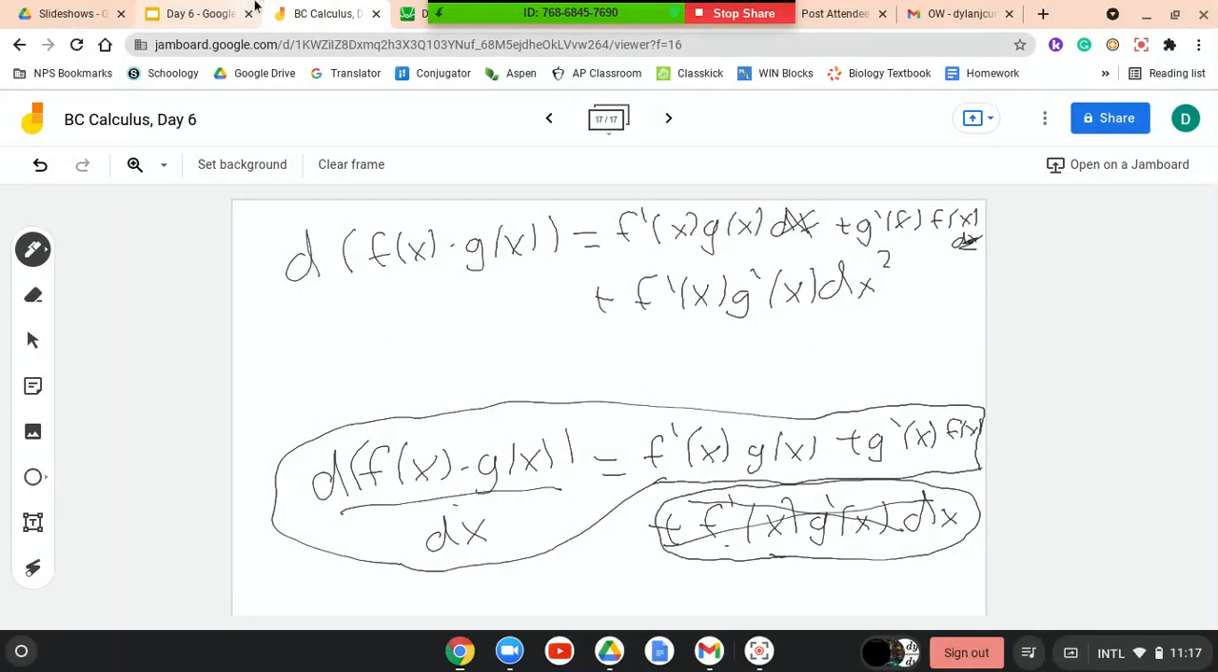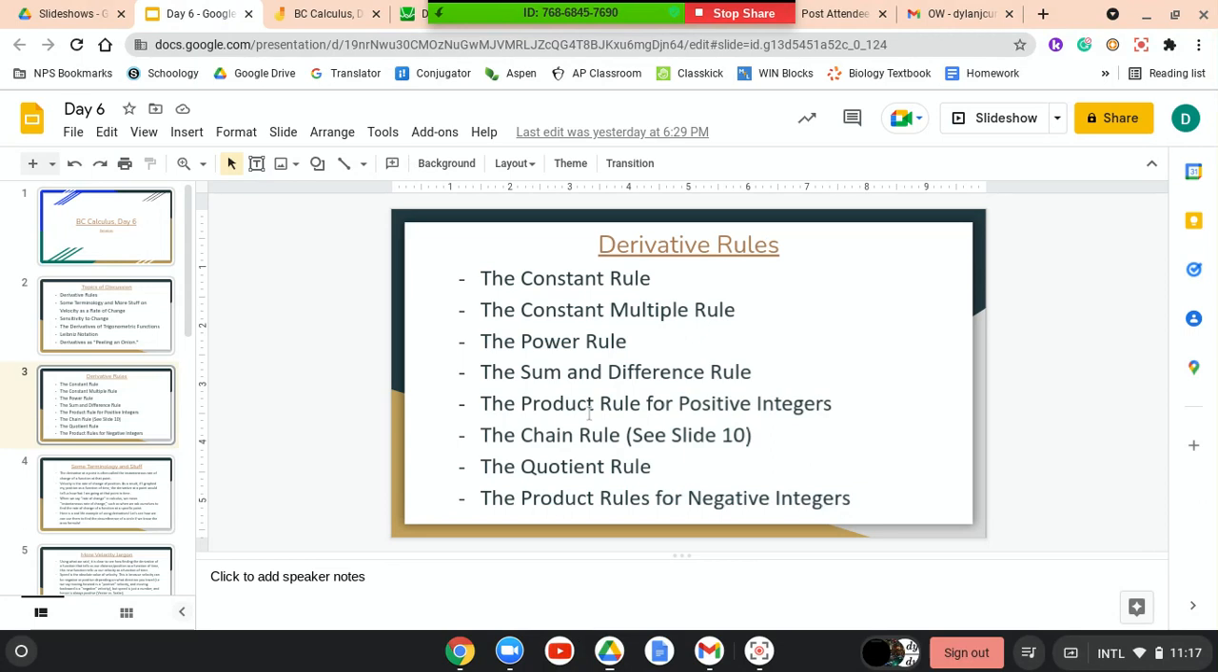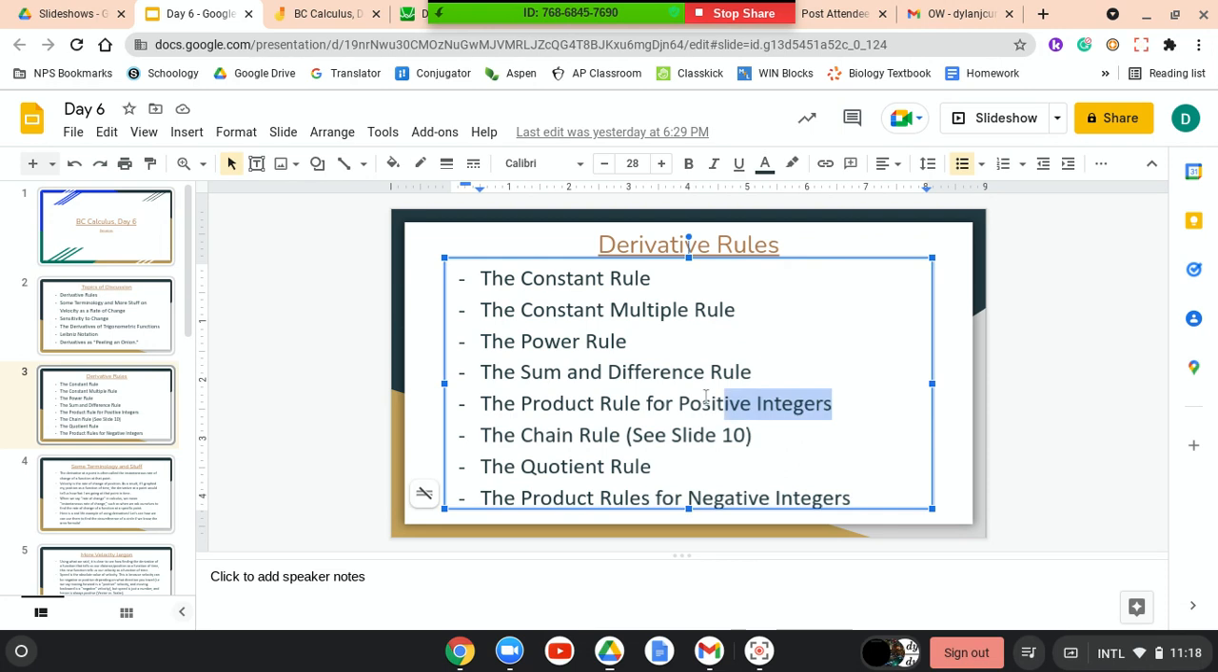So the next rule we have to cover is the chain rule. I don't know why I put the product rule for positive integers. It should be up here.